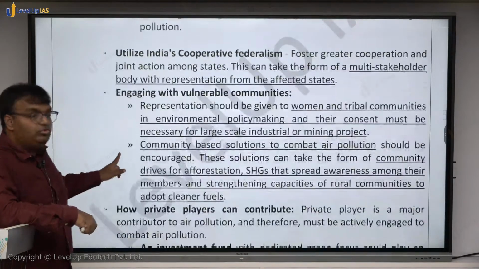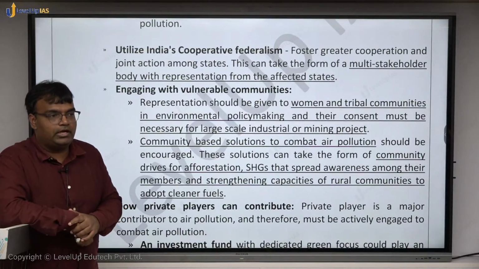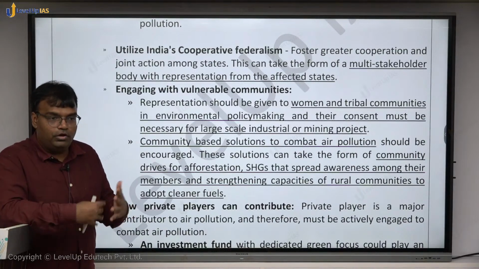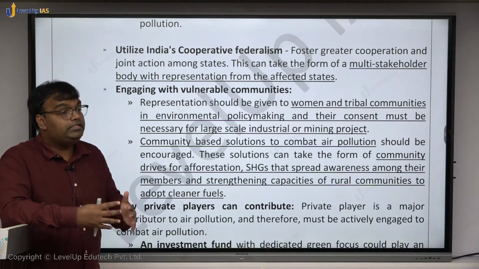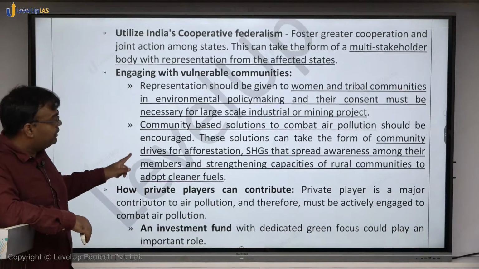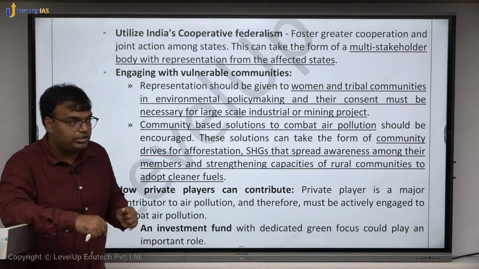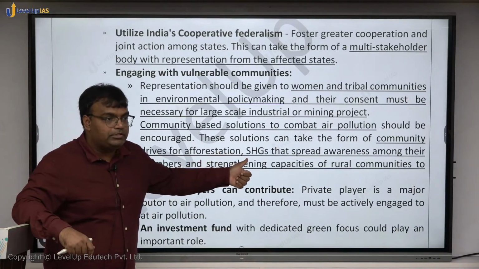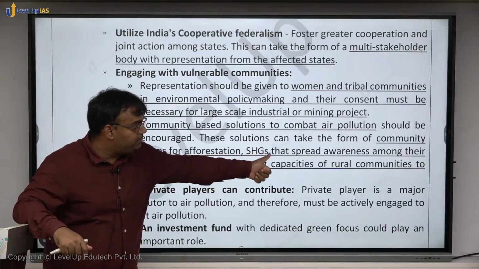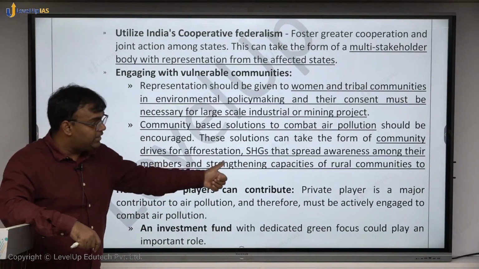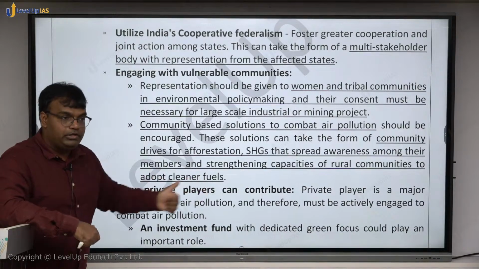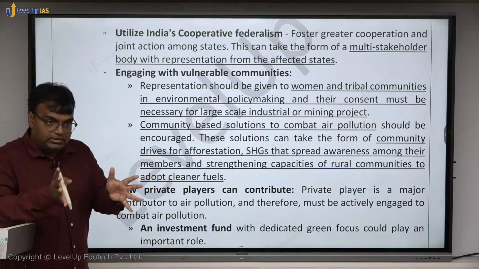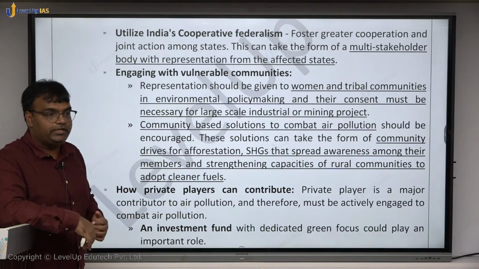Then we also need to engage with vulnerable communities. There are tribals, there are women who in the past have worked in a sustainable manner. For example, you would see community-based solutions to combat air pollution could be crucial. Here we were talking about community drives for afforestation, self-help groups, women's participation, self-help groups that spread awareness among their members and strengthen capacities of rural communities to adopt cleaner fuels. These are certain things that we should keep in mind, and make these vulnerable groups participate in our fight against air pollution.